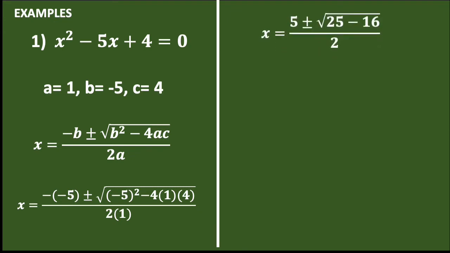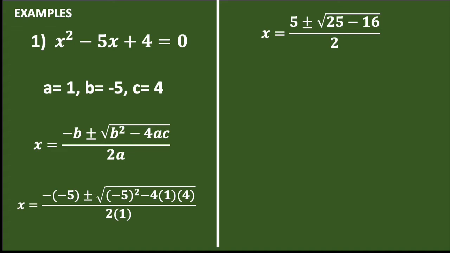What about the numbers inside the radical sign? It will become negative 5 times negative 5, the answer is positive 25. Negative 4 times 1 times 4, the answer is negative 16. What about in the denominator? 2 times 1 is 2. So the equation will be x is equal to 5 plus or minus the square root of 25 minus 16, divided by 2.